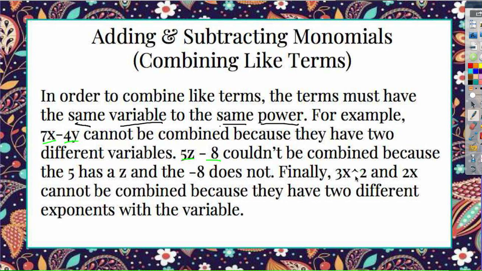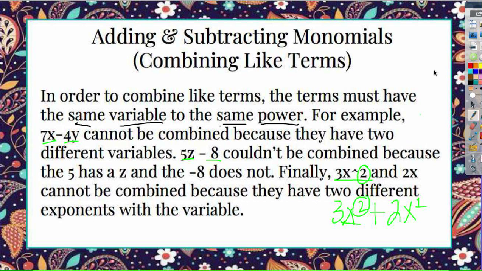The very last one, we've got 3x to the second power. That's really saying 3x squared. And 2x, so if I had 3x squared plus 2x, they wouldn't be able to be combined because one of the x's has a power of 2 and the other has an understood power of 1. So in order to be put together, it has to have the same variable to the same power exactly. That's the only time you can put together the coefficients.